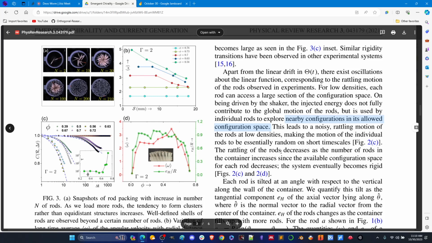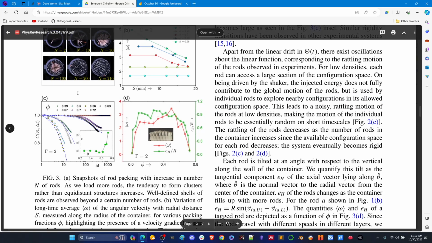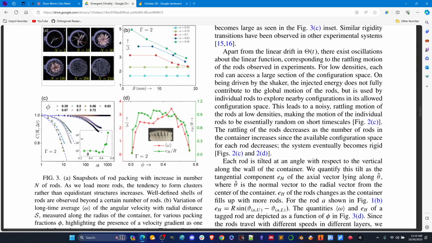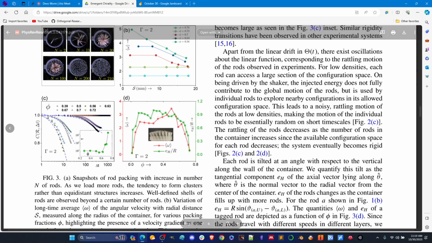The rattling of the rods decreases as the number of rods in the container increases, since the available configuration space for each rod decreases. And so the system eventually becomes rigid. Okay, so this is where it explores its configuration space. Collectively, more of the configuration space is explored, and it ends up in a stable state that's rigid.